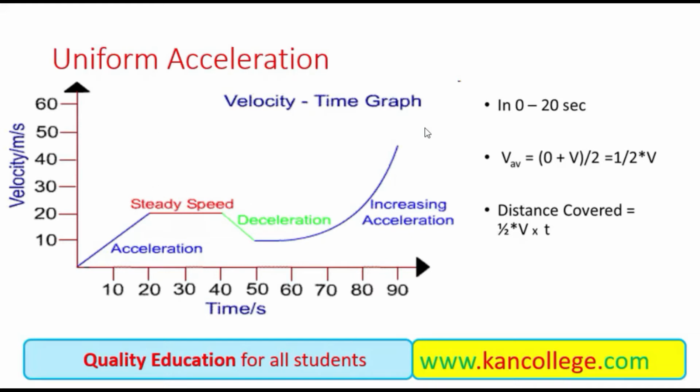So if the velocity time graph of the body is given, then we can understand the behavior of the motion of the body throughout the time. And we can calculate the distance traveled by that body during that course of motion by calculating the area under the curve of this velocity time graph.